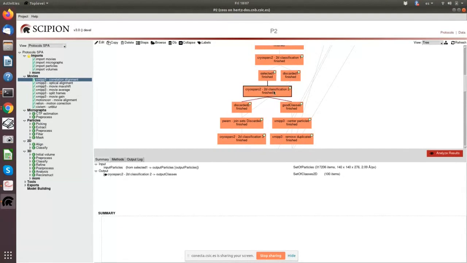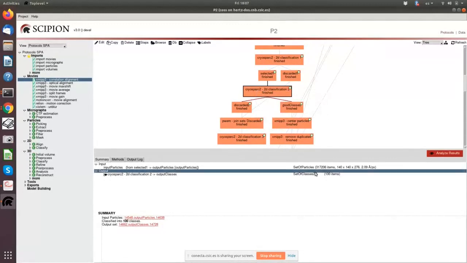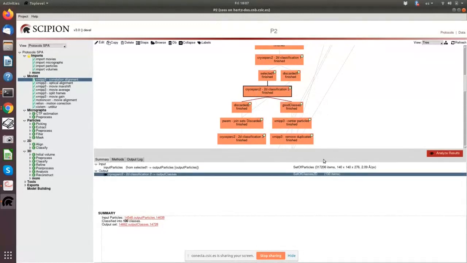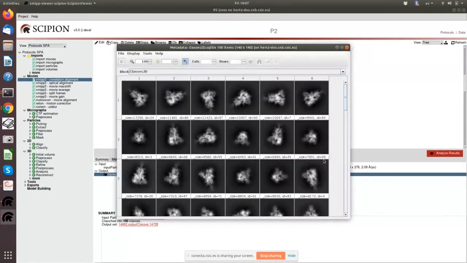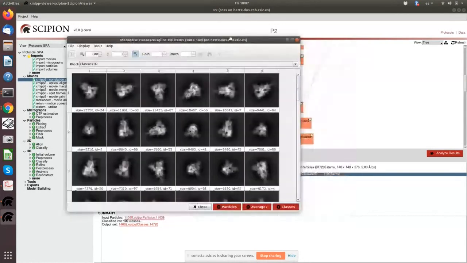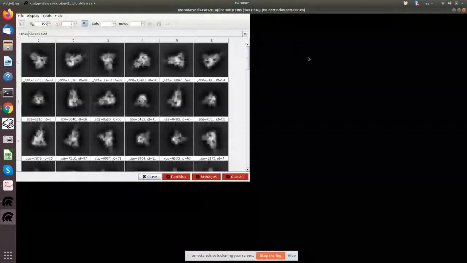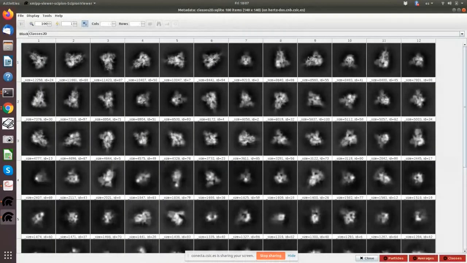Then I did a second 2D classification, and this time we were discarding many fewer particles. So most of the classes here, these were the good classes. So the good classes from the first round are now classified. And now you see things that don't really look like good particles, but they were in good classes in the previous round.